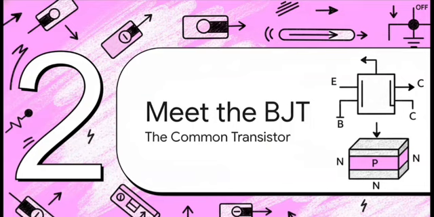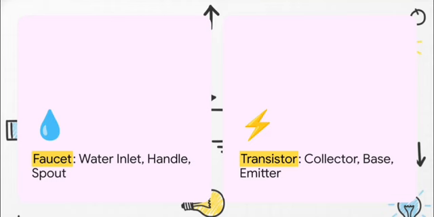Let's move on to the real deal and meet the star of our show today, the bipolar junction transistor, or as everyone calls it, the BJT. And this is where it all clicks. Our faucet analogy maps directly onto the BJT. The handle that does all the controlling, that's called the base. The main water inlet where the power comes in, that's the collector. And the spout where it all flows out, that's the emitter.